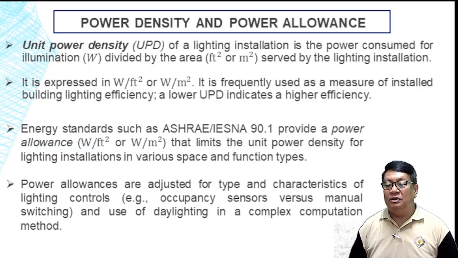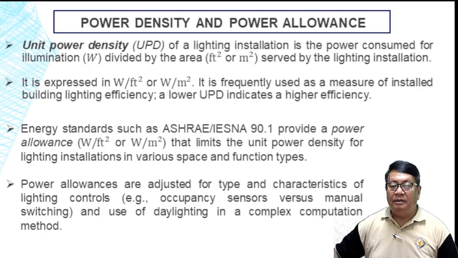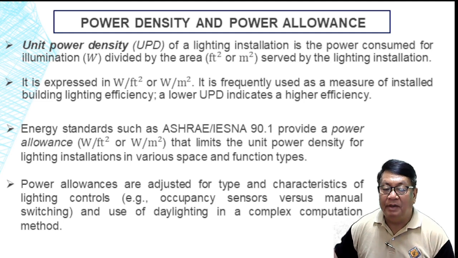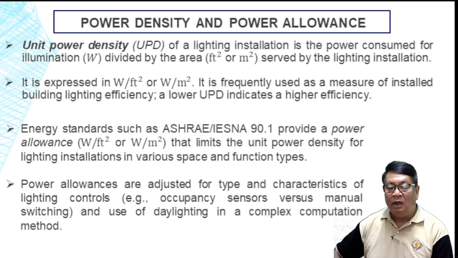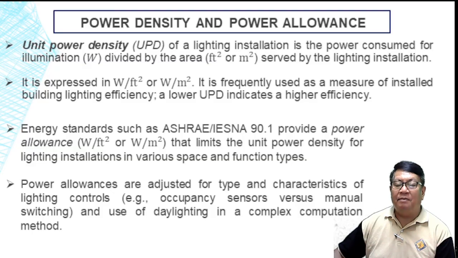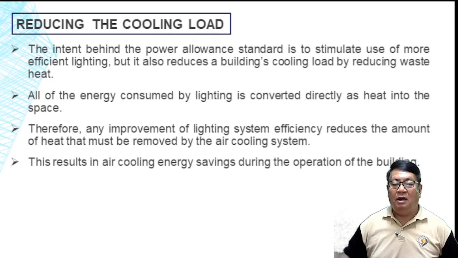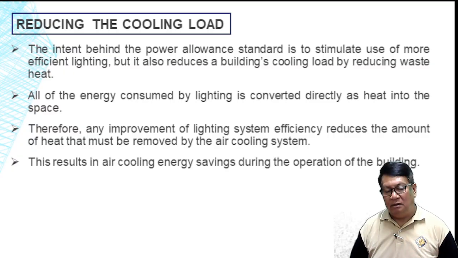It is frequently used as a measure of installed building lighting efficiency, or energy standards, according to this professional organization. Okay, so this is either watt per square foot, or we have this unit watt per square meter. Power allowances are adjusted for type and characteristics. So we have to discuss also reducing the cooling load, no?